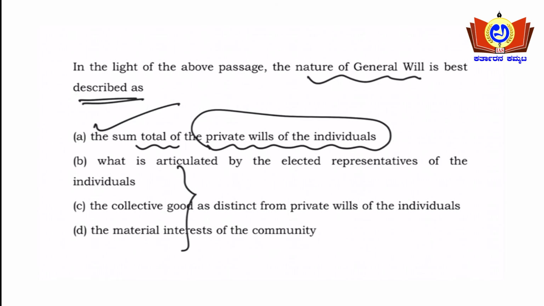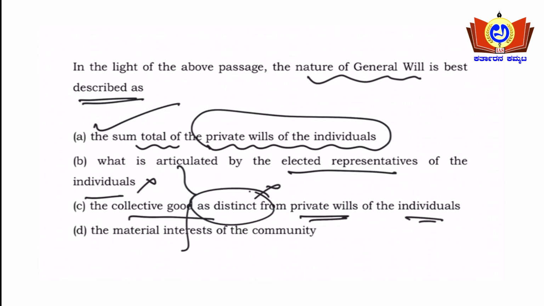See here, option B says, what is articulated by the elected representatives of the individual. No, this is wrong here. The collective good as distinct from private wills of the individual, as distinct is there, so this is also wrong here. The material interest of the community, nowhere does the passage speak about the material interest, so hence option A is the right answer here. Moving on to the next passage.